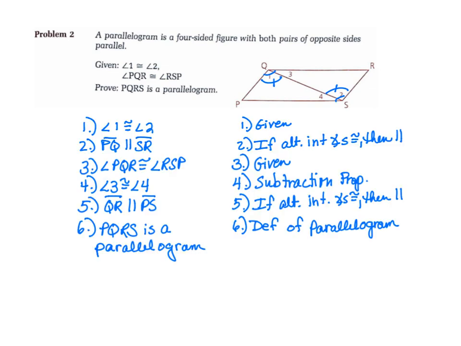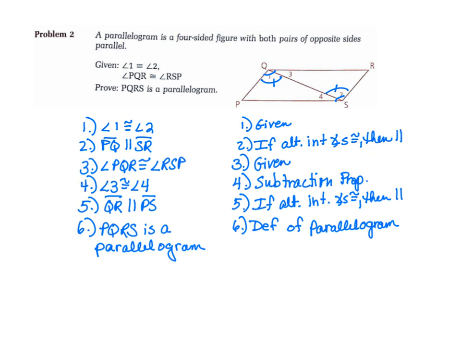Okay, so I wanted to prove that PQRS was a parallelogram. In order to do that, I needed to show that opposite sides were parallel. So I started by proving that PQ was parallel to SR. And I knew that because angle 1 was congruent to angle 2. Those are alternate interior angles, and therefore PQ is parallel to SR. That's my reason. If alternate interior angles are congruent, then lines are parallel.